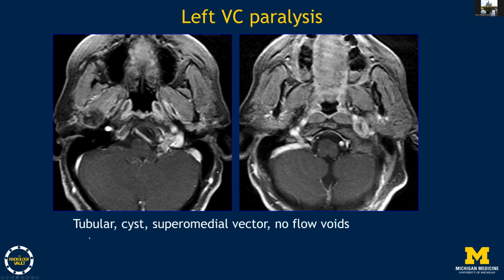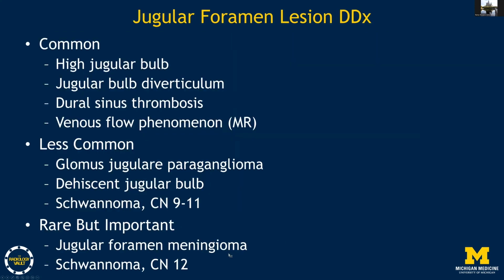So we have a tubular lesion. It has a cyst internally. It's got a superior medial vector. See the way it's climbing back to the brainstem? And it doesn't have internal flow voids. Well, that's a schwannoma.